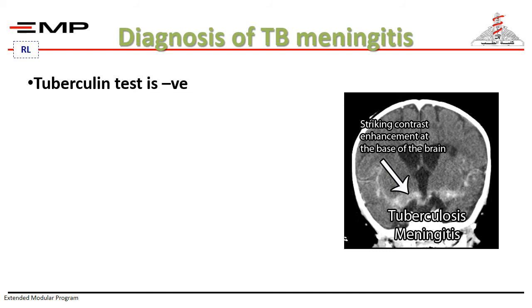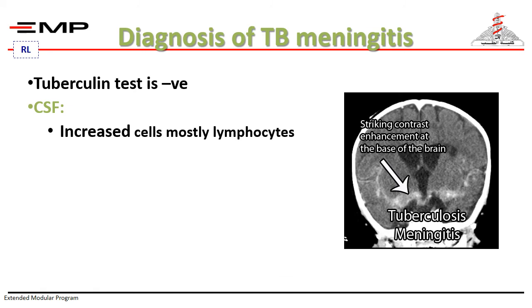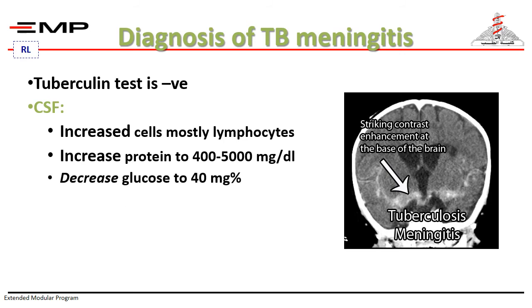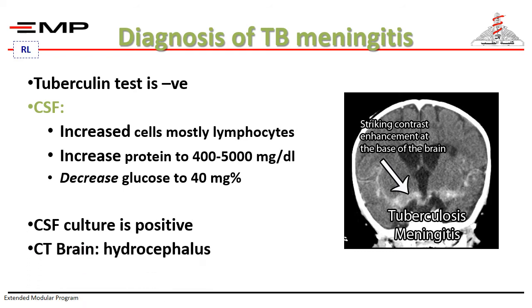These children have a negative tuberculin test. CSF has special criteria: increased cells, mostly lymphocytes from the start, increased protein up to 5,000 milligram per deciliter, 5 grams, and decreased glucose up to 40 milligram %. CSF culture is usually positive for TB. CT brain can be diagnostic with basal meningitis and secondary hydrocephalus. Remember that hydrocephalus in CT means dilatation of the ventricular system. Okay.